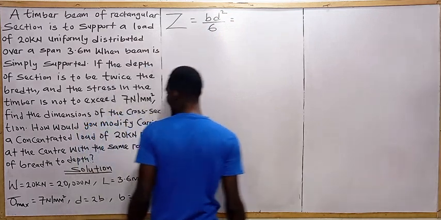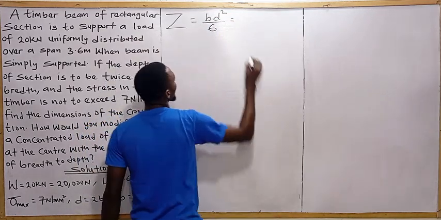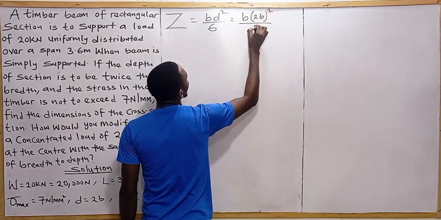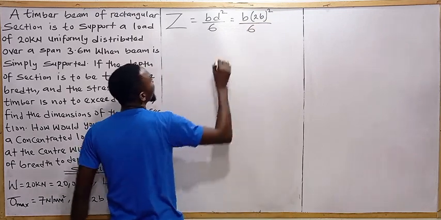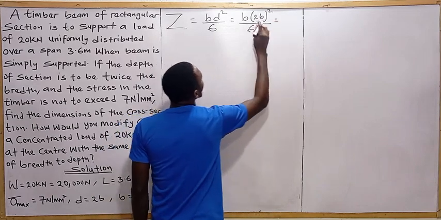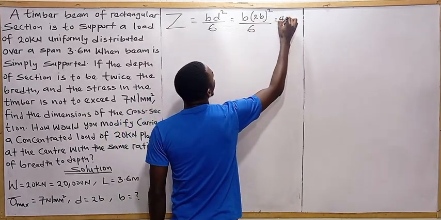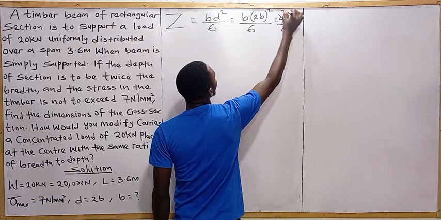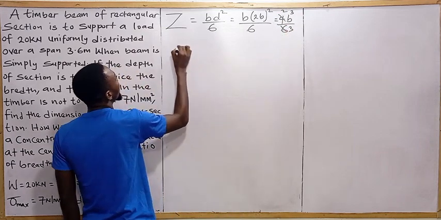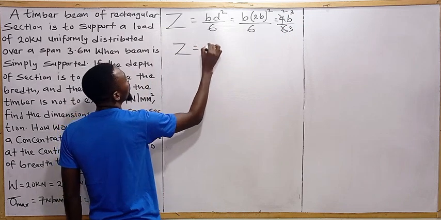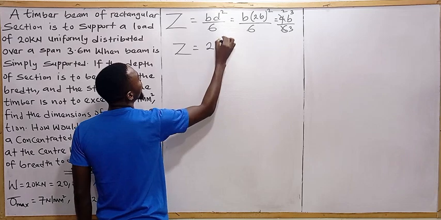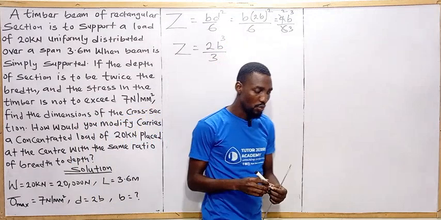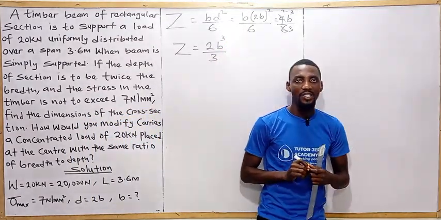And then we know that our D is nothing but 2B. So it's going to be B into 2B all squared divided by 6. If we continue, 2 to the power 2 is 4, so 4B cubed divided by 6. So 2 here, 2 here, 3. So finally, the section modulus will be equal to 2B to the power of 3 divided by 3. All right, so here is what we are going to have for our section modulus.